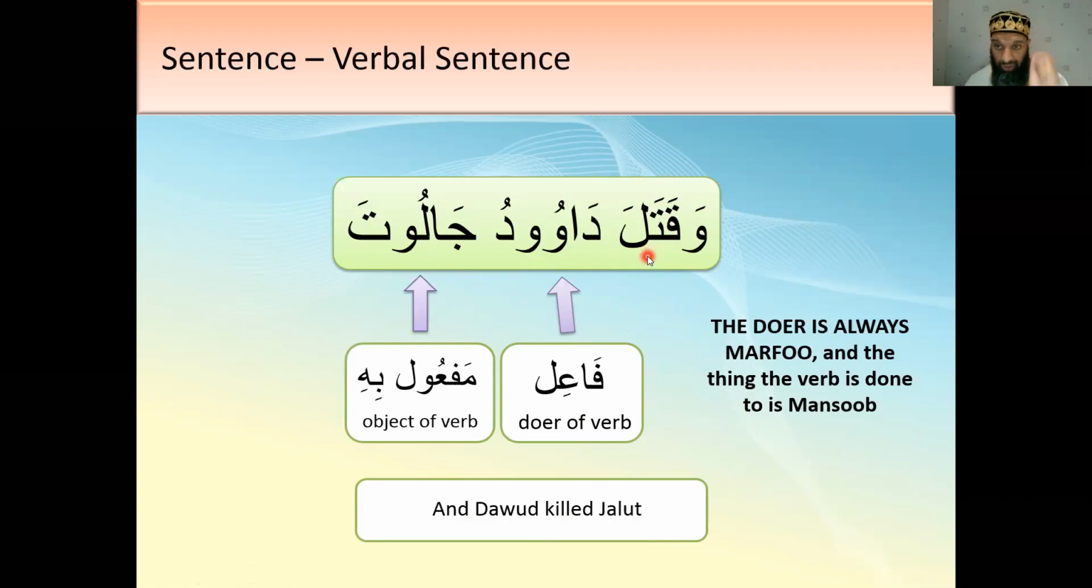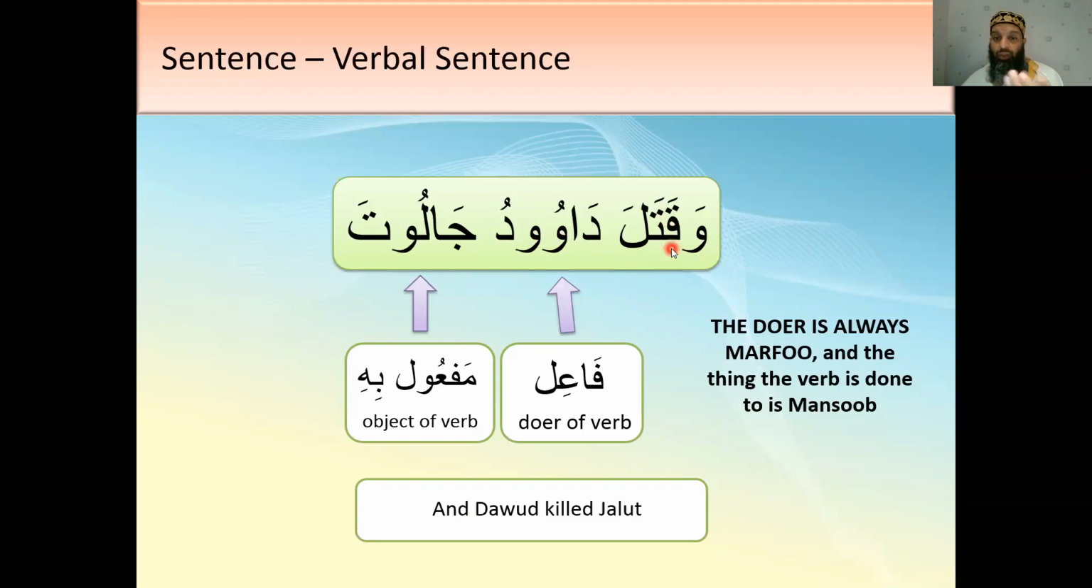You cannot translate the Quran, you cannot translate this if you don't know the meaning, right? This is why when you learn, some people do a fantastic job of learning the word to word meaning of the Quran. If you do it without understanding anything about Arabic, you will not be able to translate that. You'll just have to learn that in this verse, Dawood killed Jalut. You just have to learn it. But there is a way to know, and that way is the doer of the verb is always marfu. That's why we learned in lesson 2 or lesson 3, marfu, mansub, majrur, for this rule.